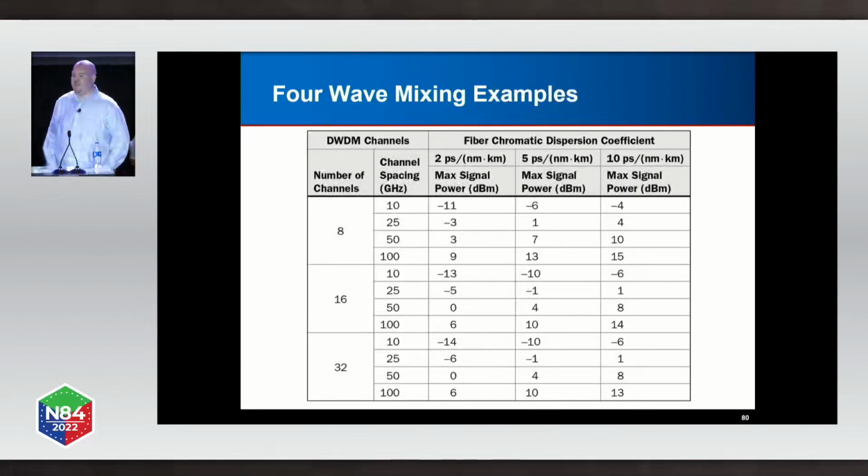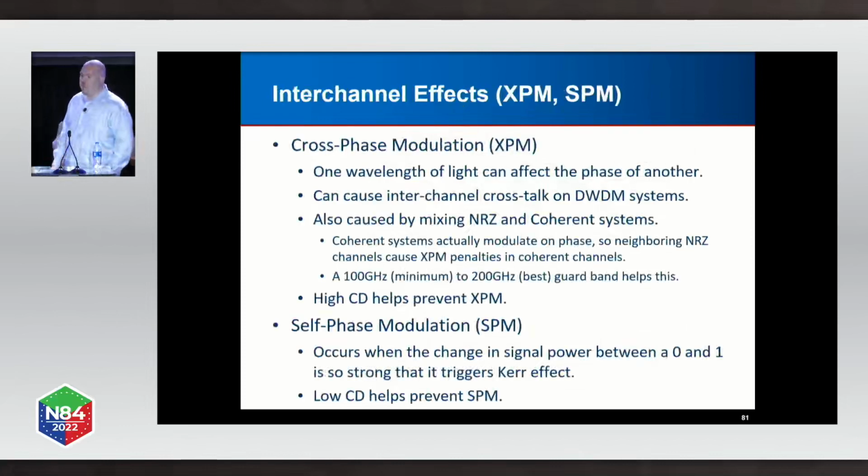So here's an example of what that looks like. So if you had a 32 channel system, tightly packed, you see the different limitations, some of which can get very severe, right? If you can't transmit above a -5 or a -6, that's probably going to be a problem in your engineering. The inter-channel effects, XPM and SPM.